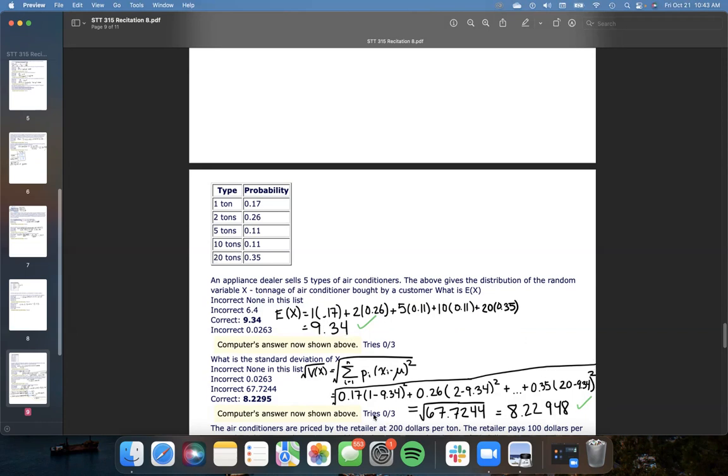So when you put all that in your calculator, you should get the square root of 67.7244, which equals 8.22948.